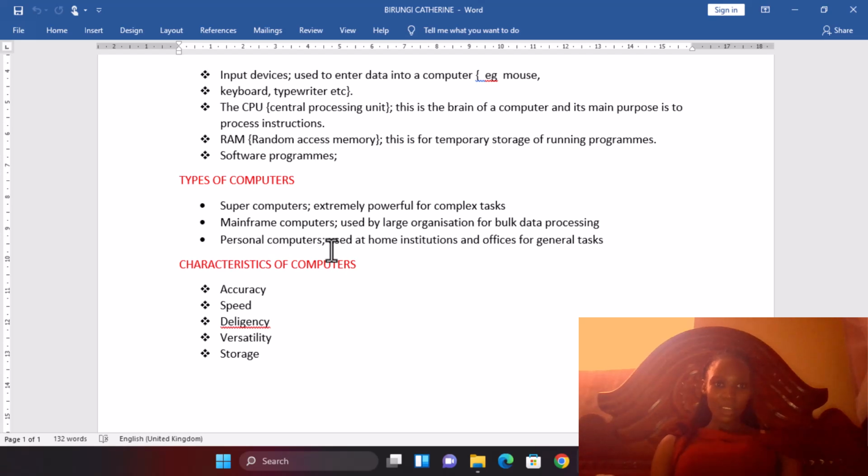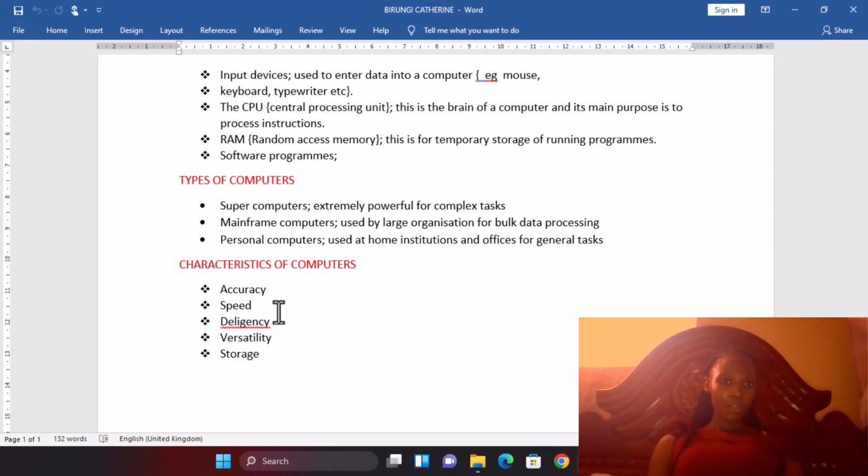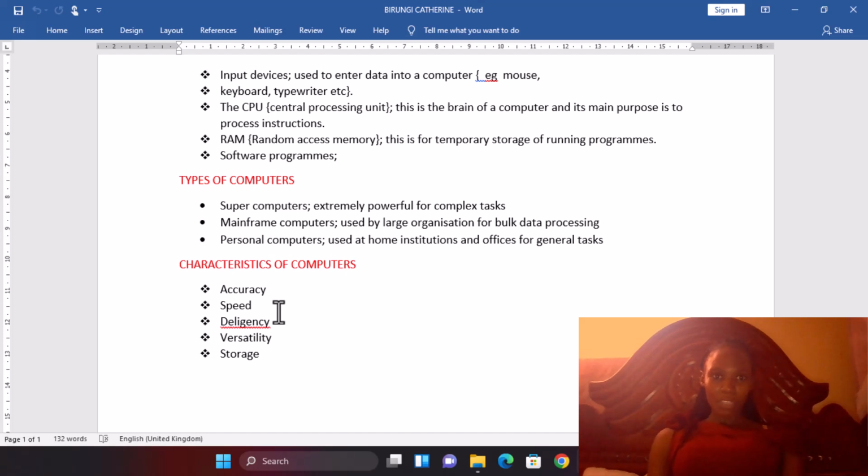So, having completed that, I can talk briefly about the characteristics of these computers. I'll start with accuracy. These computers have a high degree of accuracy, but it also depends on the information being fed into the computer. In case you feed wrong information into the computer, the results produced will also be wrong, which leads to a common saying: garbage in, garbage out.